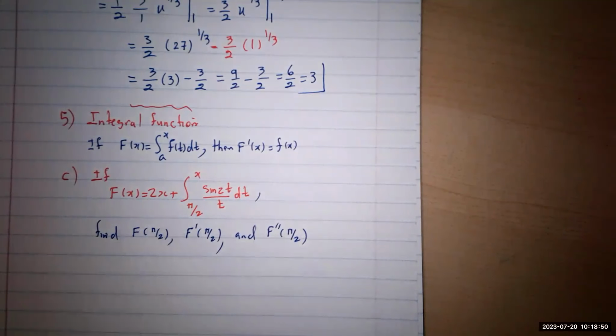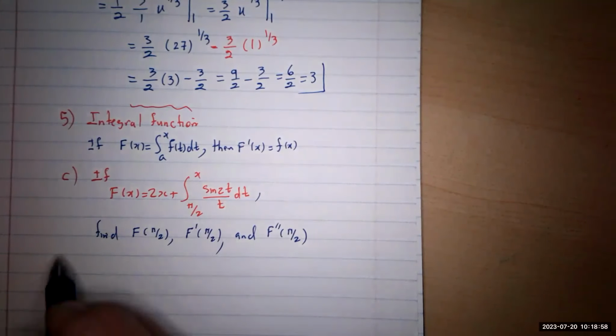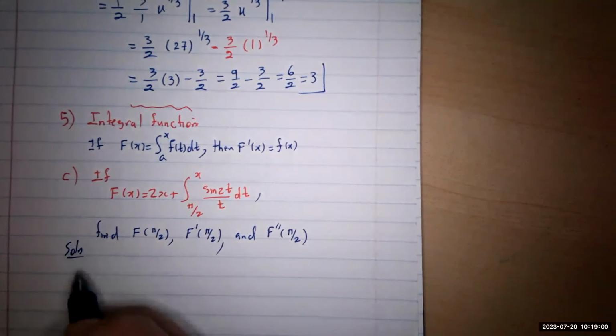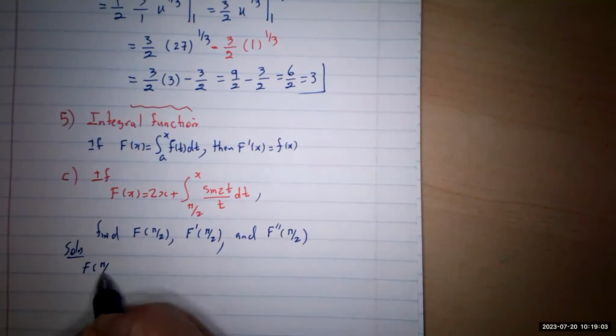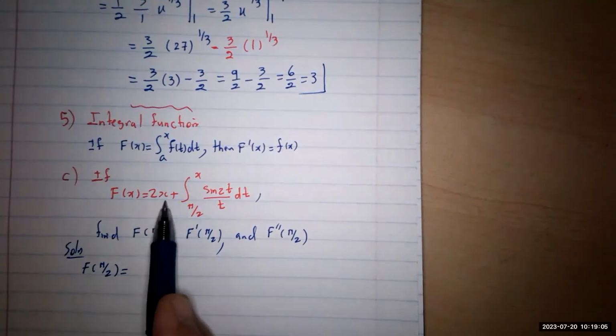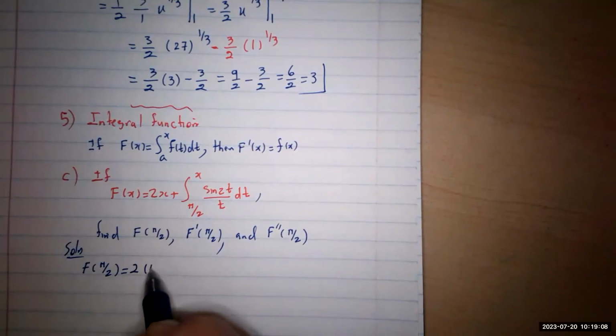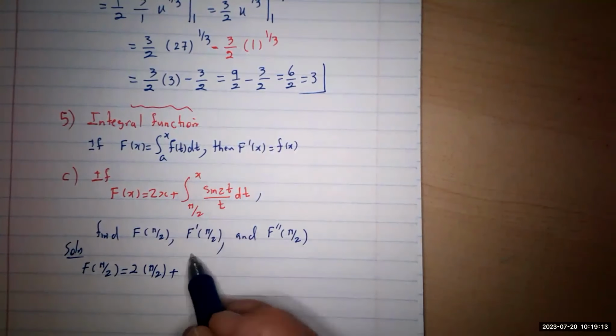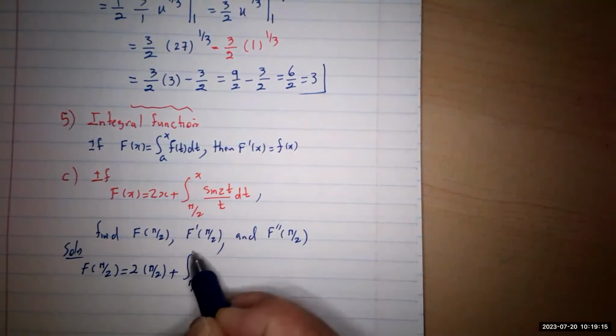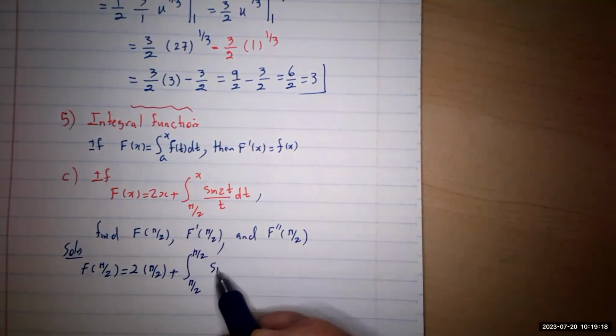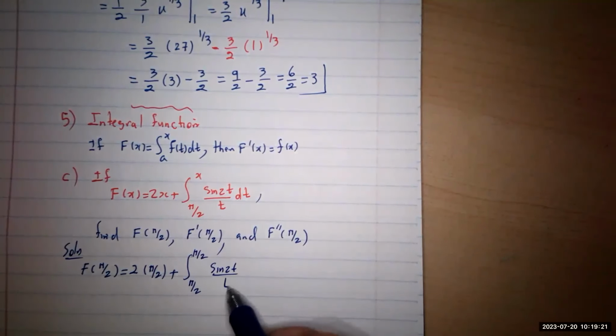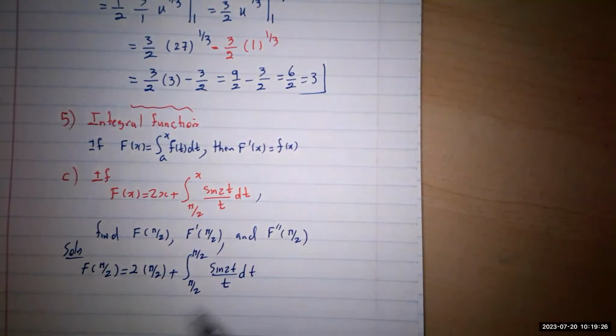Go to the function. Wherever you see the x, replace it by pi half. Okay, so there you are. Solution. F of pi half. Go to the function: 2x, 2 times pi half, plus, there's the x here, integral from pi half to pi half, sine of 2t over t dt. That's it. Now look at the integral part.